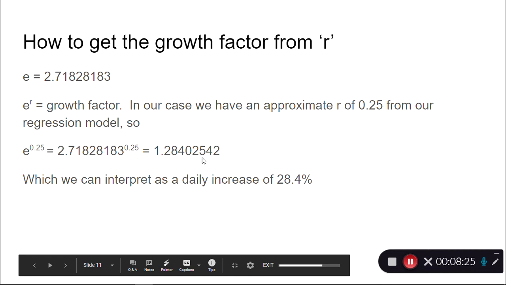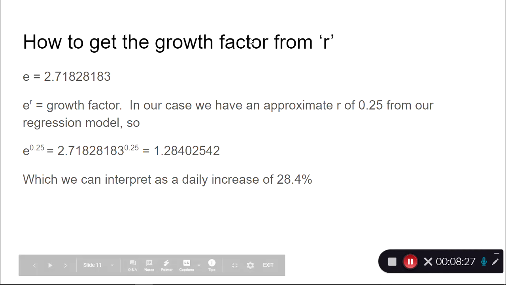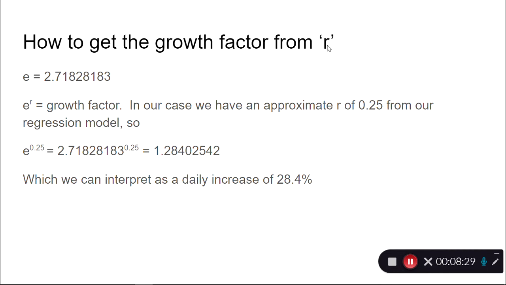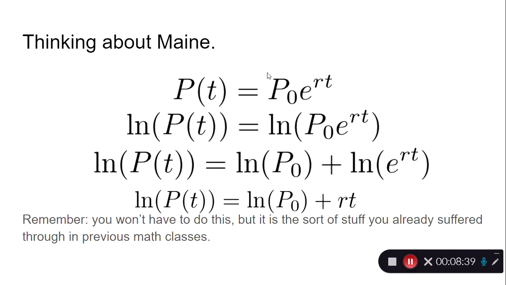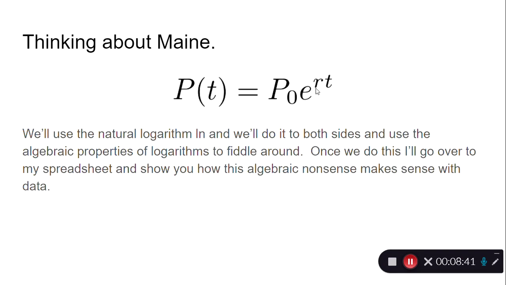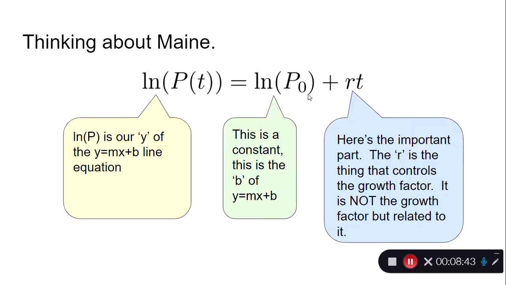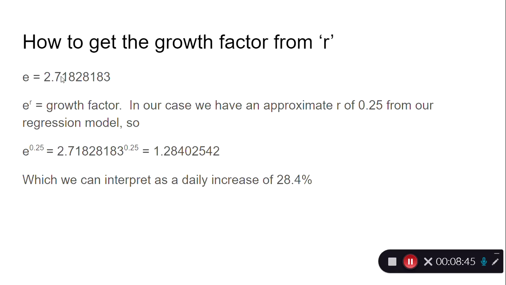All right, so how do we get the growth factor from this little r thing? So we get r from the slope of the trend line. This is that funny number e that I was showing you a moment ago. Yeah, this little e here is a special number. So if I give you r, if you find it from a regression, then you raise e to the r, and that's the growth factor.